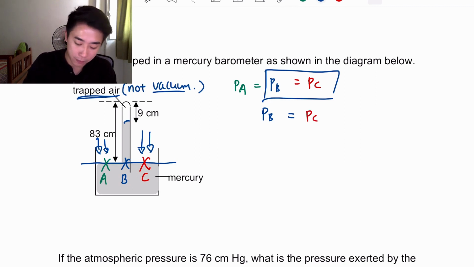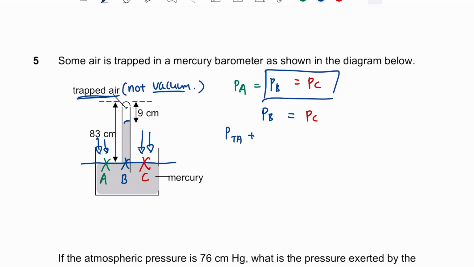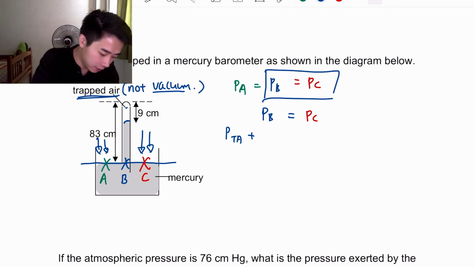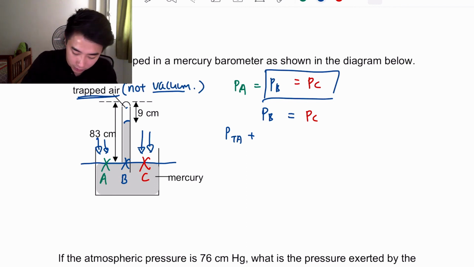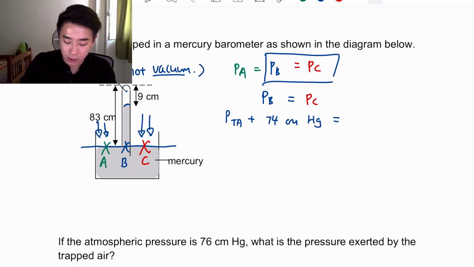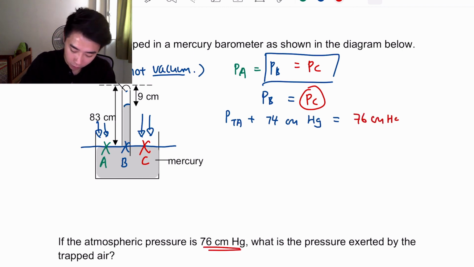Now, PB is caused by the mercury column as well as the trapped air. So I can split this up into P, pressure of trapped air, plus the pressure of the mercury column, right? In this case, it is 83 minus 9 in terms of its height. So it's 74 cm of mercury. And PC, of course, is purely atmospheric pressure, which is given over here to be 76 cm of mercury.